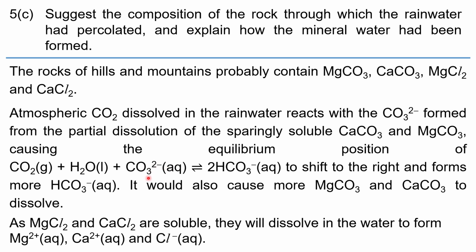Now, as for your MgCl2 and CaCl2, both of them are soluble. How do I know that they are soluble? The general info given to you says the monovalent anions of group 2 elements are soluble. See, Cl- is monovalent. Since both of them are already soluble, they will dissolve to give you Mg2+, Ca2+, and Cl-. So that is how I account for the presence of these ions in the solution.